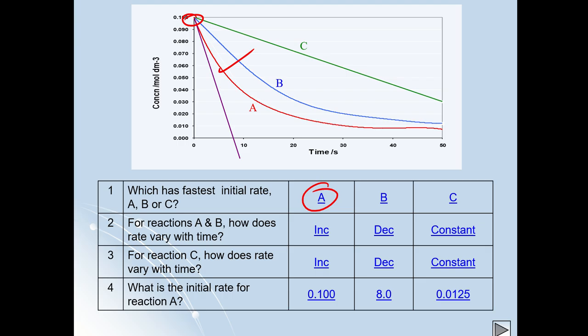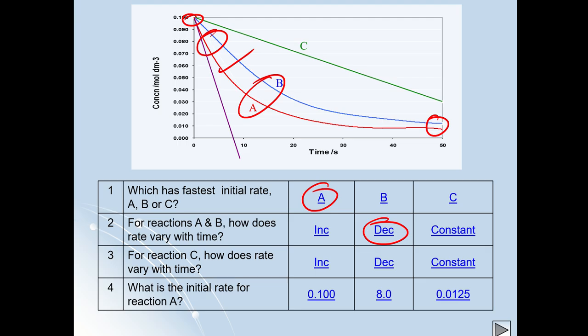For which reactions A and B does the rate vary with time? Okay, so if we look at it, obviously at the start for A and B, they are very steep gradients to begin with, so the rate of reaction is high. They are moderate gradients in the middle, reaction is slowing, and then at the end, the gradients are pretty much plateaued. So therefore, the rate of the reaction for A and B over time will of course decrease.